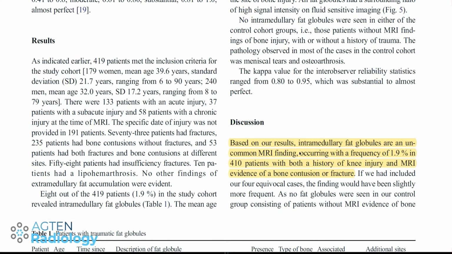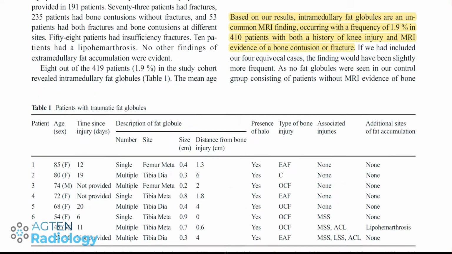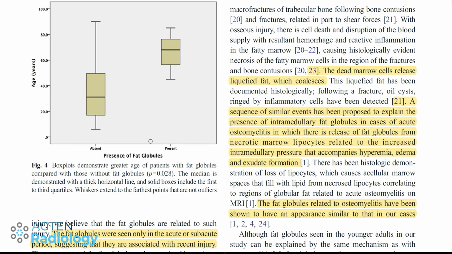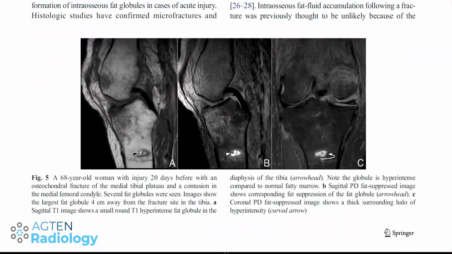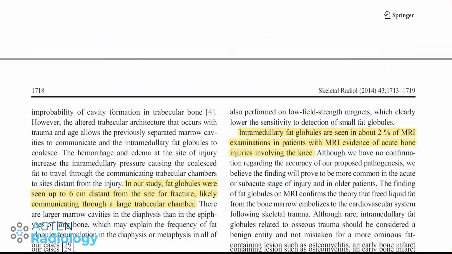And here the discussion again, main finding, up to 2% had this. Interestingly enough, if these fat globules were present, generally these patients were a little bit older, and one hypothesis is that we have more fatty marrow and less trabecular bone, so we have bone loss with age, and this potential space can easily be filled up with fat globules. That's one of the hypotheses why we see this a little more frequently in older patients. Here's just another nice example.